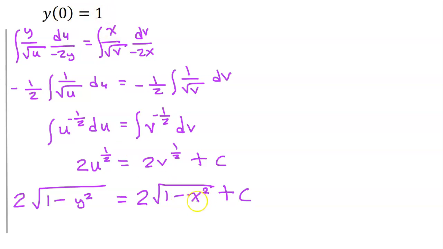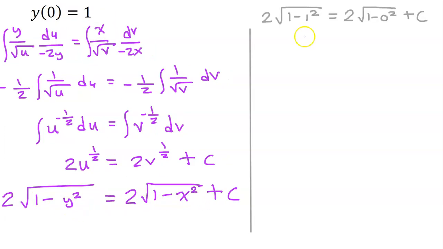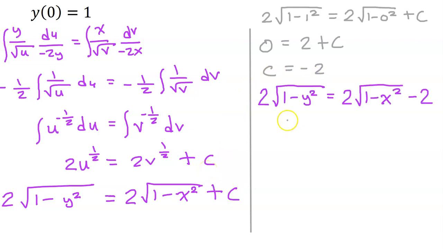So let's plug in 0 for x and 1 for y. 1 squared is 1, so we have 1 minus 1, which is 0. 2 times 0 is 0. So on the left-hand side, we just have 0. Over here, this is just the square root of 1, which is 1. So we just have 2 plus c. Subtracting 2 from both sides, we get c is equal to negative 2. Let's substitute this in right here. This is a solution to the differential equation that satisfies the initial condition.